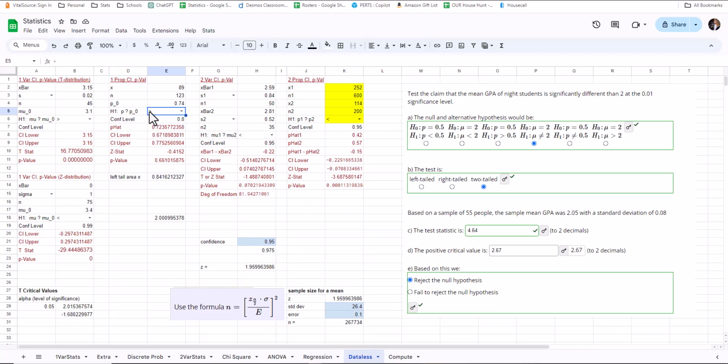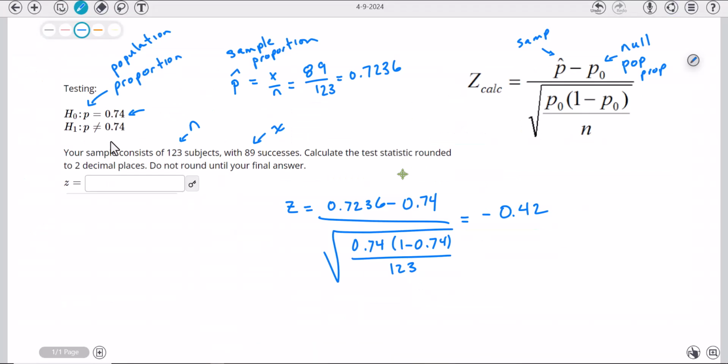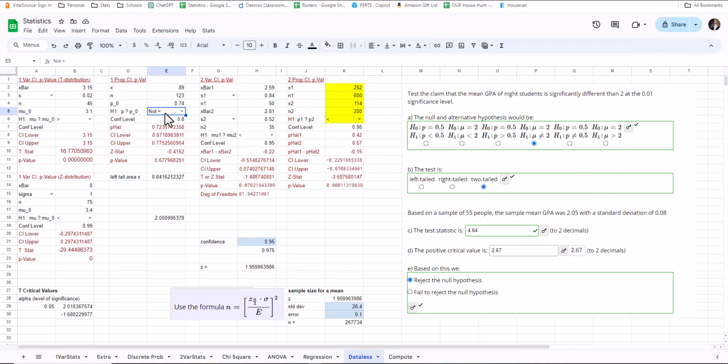My null hypothesis, the alternative hypothesis right here was not equal. So be sure you change that to not equal. We don't care about the confidence interval because we're not doing that. Notice it calculated P hat for me, and do you see that right there? Isn't that beautiful? That is the answer. So this is why you really want to use Google Sheets.